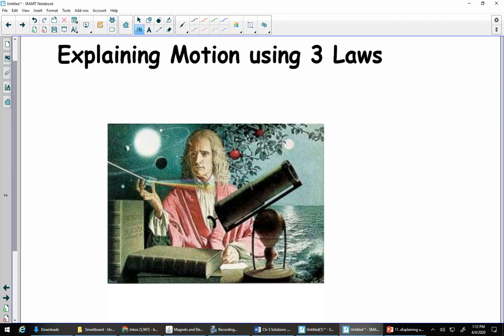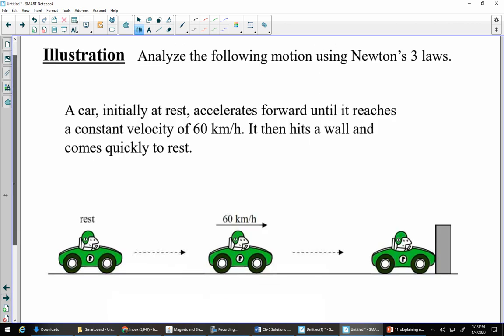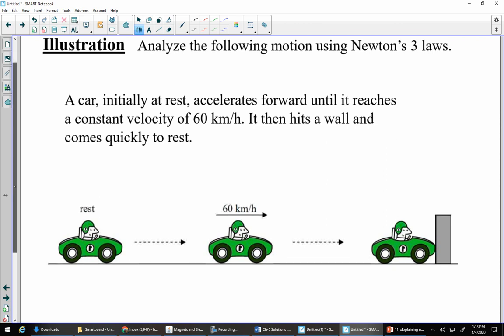Honestly, with this one, you could explain almost every part of your entire life, from brushing your teeth to driving to school, to throwing a ball for your dog. Every part, and you'll see that as we go through, I hope. You don't have this one, so I'll just walk you through the first one.